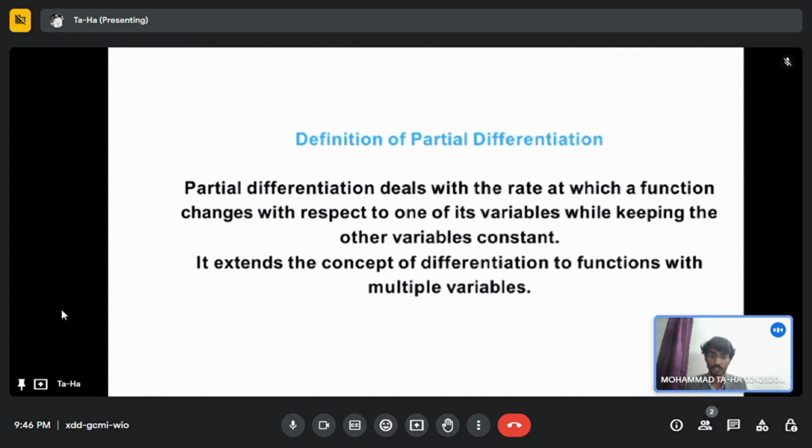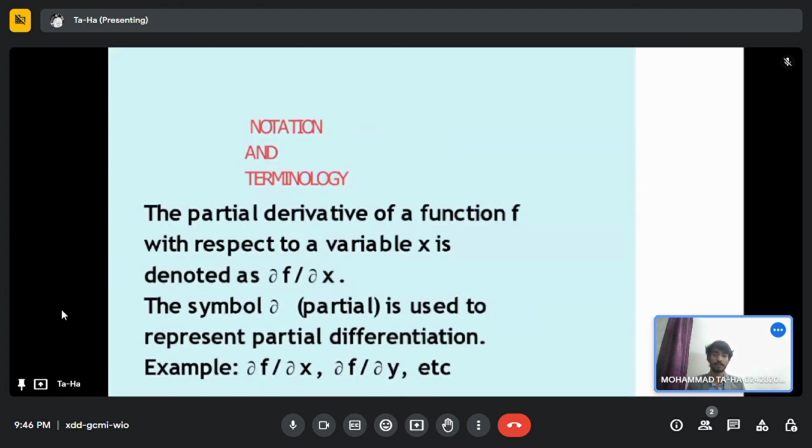Partial differentiation deals with the rate at which a function changes with respect to one of its variables while keeping the other variables constant. It extends the concept of differentiation to functions with multiple variables.